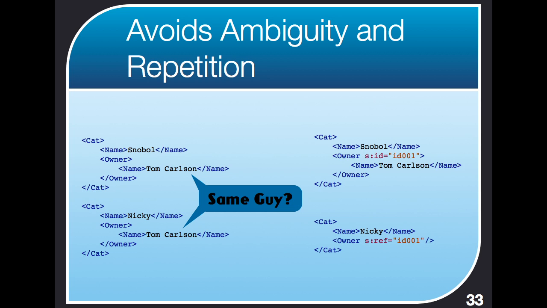Okay, we've talked enough about the ID. Now we see the second part. We see the cat object with the name of Nikki. Now, Nikki's owner, we don't list the name.